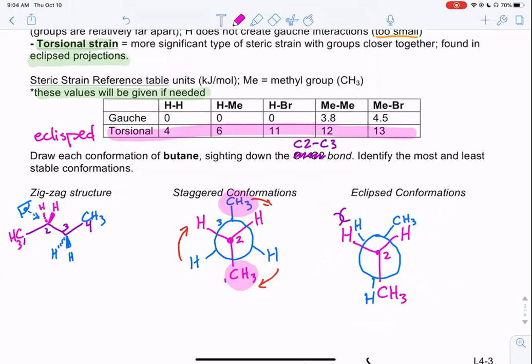So when two hydrogens are bumping into each other, that is going to be 4 kilojoules per mole of energy, and the greater the energy, the less stable, the less favorable. We also have methyl-hydrogen, the MEH, right? So we're looking at our torsional strain. This is going to account for 6. So we have 2 of those, another one down here. So these groups are bumping into each other.